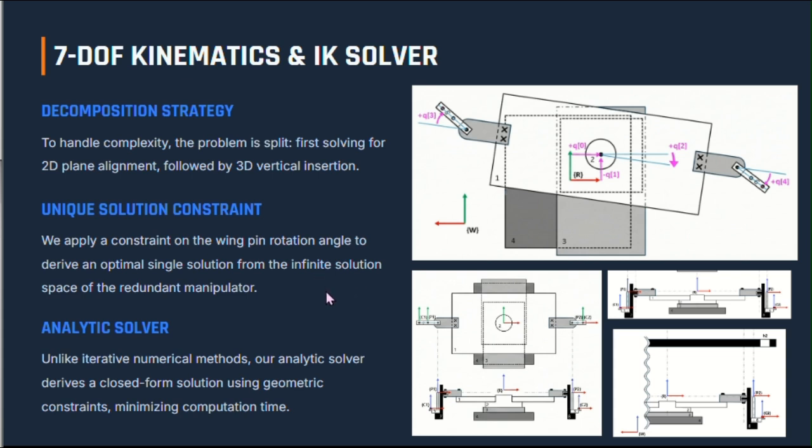Crucially, to resolve the redundancy, we applied a geometric constraint on the wrist joint rotation angle. By setting q3 equals minus q4, or a specific coupling ratio, we constrained the infinite solution space to a single optimal solution, ensuring the manipulator avoids collisions with the battery pack.